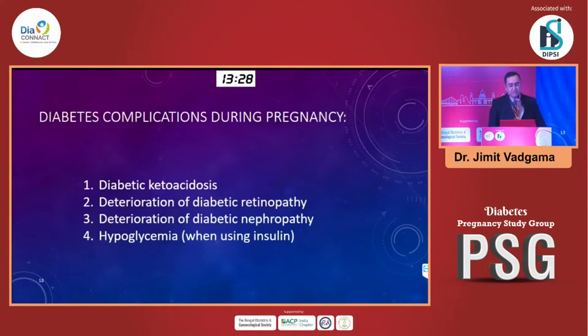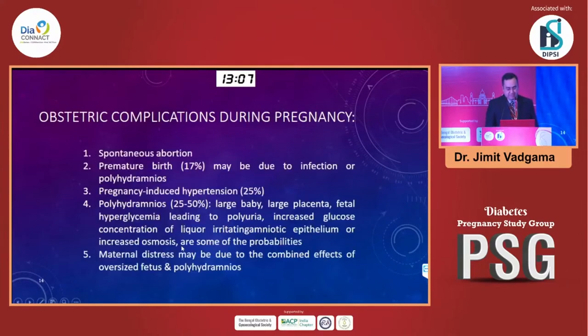First, maternal issues: diabetes complications during pregnancy. These are women who are already diabetic and becoming pregnant, so there is a higher risk of ketoacidosis, deterioration of diabetic retinopathy, and increased chances of deterioration of nephropathy. When this woman starts using insulin, there is obviously a higher risk of hypoglycemia. Offspring complications are again increasing, like spontaneous abortion, premature birth, pregnancy-induced hypertension, and polyhydramnios, a very important thing. A very neglected aspect is maternal distress, which can be due to the combined effect of an oversized fetus and polyhydramnios.